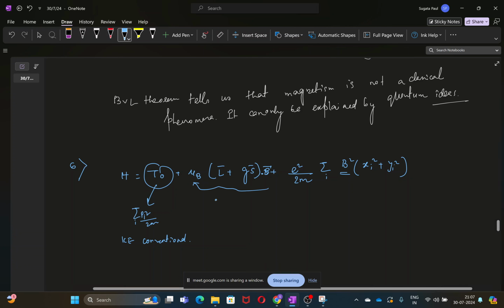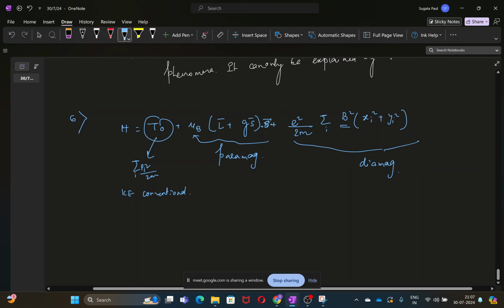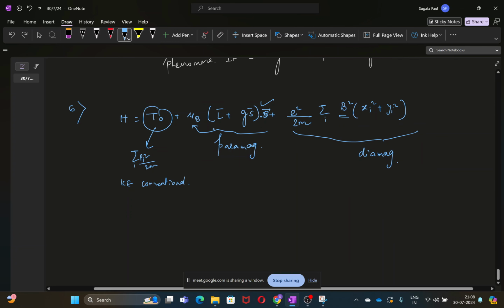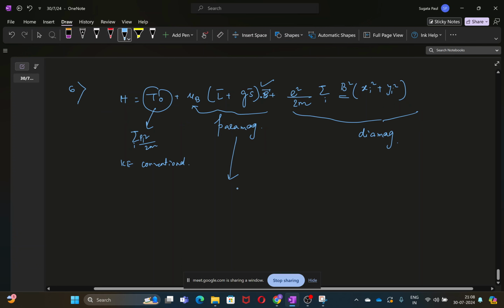So this whole term is giving us the paramagnetic contribution in the system, and the third term will be giving us the diamagnetic contribution in the system. You can see that both the terms have this B vector present. That means they can only appear when there is a field applied in the system, so they are dependent on the field. But one major factor you will notice is that in the paramagnetic contribution term, you have the L vector and the S vector, which are the orbital angular momentum and the spin angular momentum.